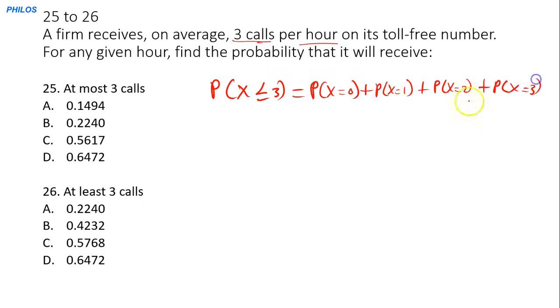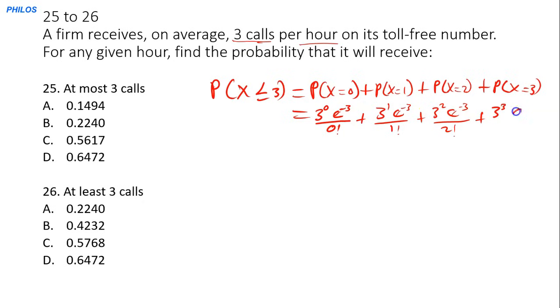So, to find the probability of x exactly 0 using the Poisson formula, what is the mean? The mean is 3, isn't it? So we say mean exponent x, our x is 0 at this moment, times e exponent negative mean over x factorial, plus 3 exponent 1 times e exponent negative 3 over 1 factorial, plus 3 exponent 2 times e exponent negative 3 over 2 factorial, plus 3 exponent 3 times e exponent negative 3 over 3 factorial.